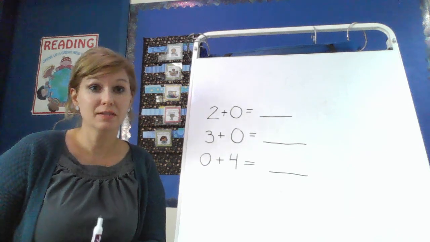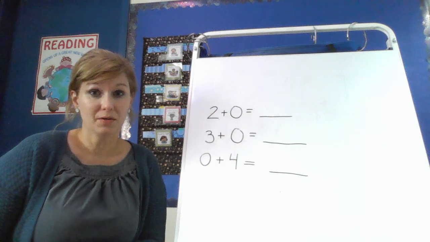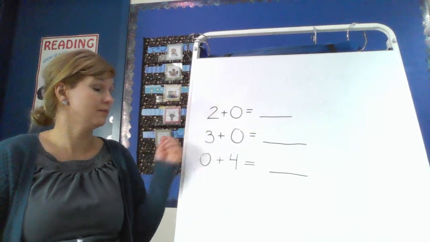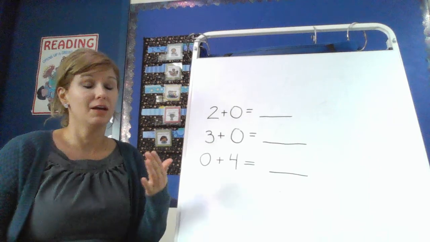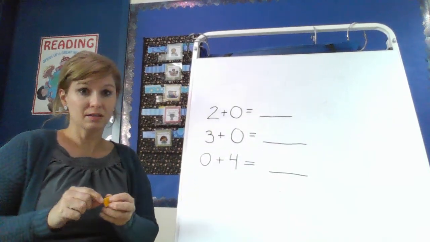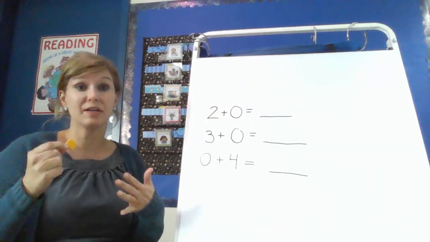Whenever one of the partners is 0, so if you're adding 2 numbers and one of them is 0, the total is going to be the same as the other partner. We can think about it if we put it in a story problem. So I'm going to pretend I have these little magnets. I'm going to pretend they are scoops of ice cream.